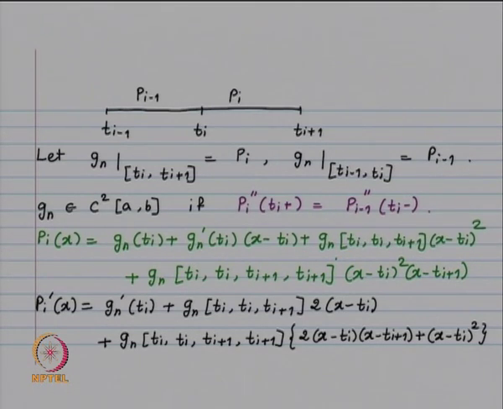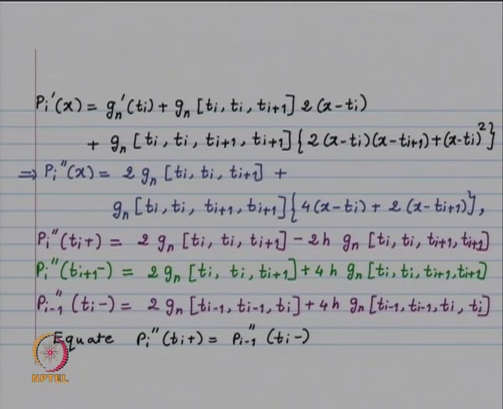So, we have found the first derivative. Now, you differentiate once more to get the second derivative. When you look at the second derivative, G_n' at t_i being constant, its derivative will be 0, and the derivative of x minus t_i will be 1. So, that gives us 2 times the divided difference based on t_i, t_i, t_{i+1}, plus the divided difference based on t_i, t_i, t_{i+1}, t_{i+1} and then the derivative.